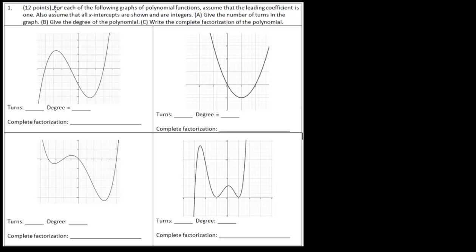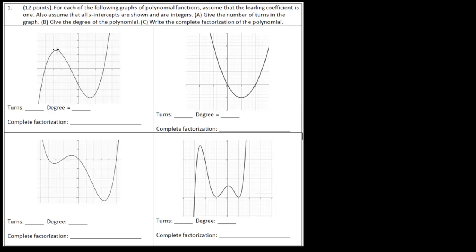This is question 1. For each of the following graphs of the polynomial functions, assume that the leading coefficient is 1. Also assume that all the x-intercepts are integers. There are 3 parts: give the number of turns in the graph, give the degree of the polynomial, and write a complete factorization. So let's just start with turns.